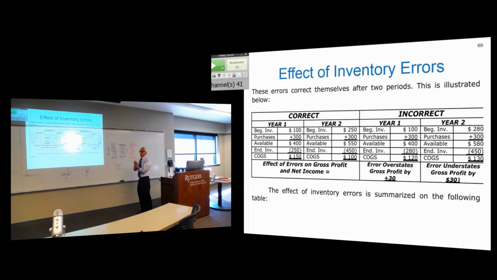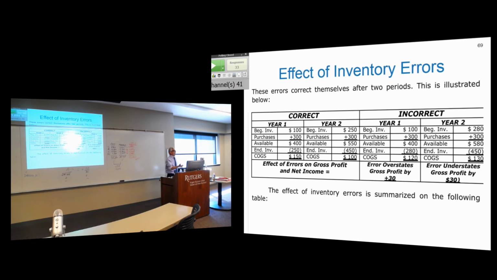Let's assume you make a mistake and you overstate your ending inventory by 30. What will happen? Instead of having a cost of goods sold of 150, you've got a cost of goods sold of 120. The higher the ending inventory, the higher the level of profit, because you lower the cost of goods sold. So you overstate profit by 30. But here's the important point, and this does not make it correct, this doesn't make the situation positive, it doesn't make it any better.